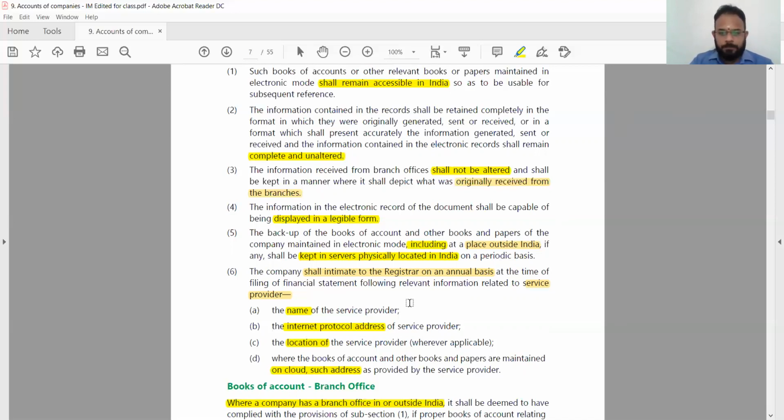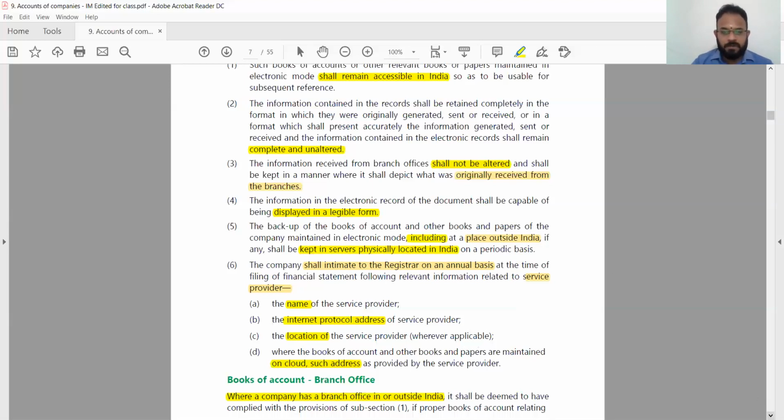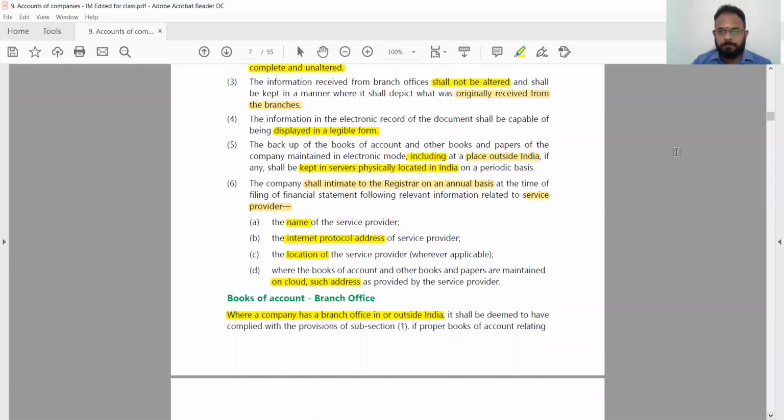So that cloud, whatever you keep in the cloud, that address also has to be provided by the service provider. See how importantly the technology we are connecting, everything has to be studied as a professional. You should not say that's a different subject. You should know everything about everything. If you study these details, then it is going to be perfect for you to keep in electronic form.